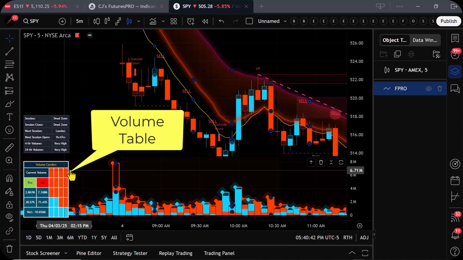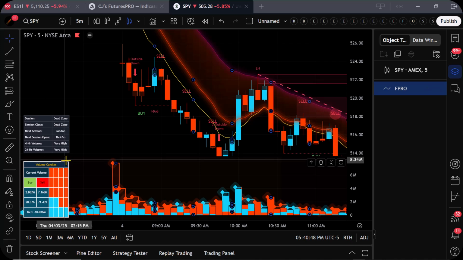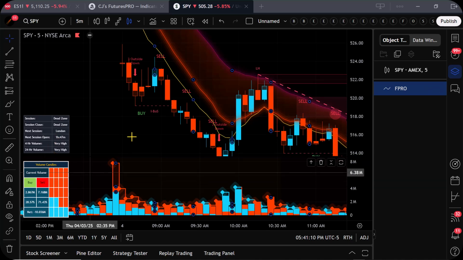Underneath it is the volume table, and that shows the calculation of the current volume, and it shows in pictorial colors how the balance is between the buy and sell, being red and also blue as being the other color. You can change these colors too. Also, you can reposition the session table or the volume table. We will cover that later.